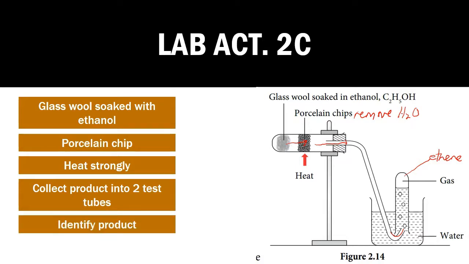So, we have to collect the product into 2 test tube and we will identify the product using 2 methods. Okay, 2 methods, which is the first one adalah dengan bromine water. Kalau anda ingat lagi, alkene will undergoes halogenation bila kita added dengan chlorine, bromine or iodine. Okay, and the second test adalah acidified potassium manganate.